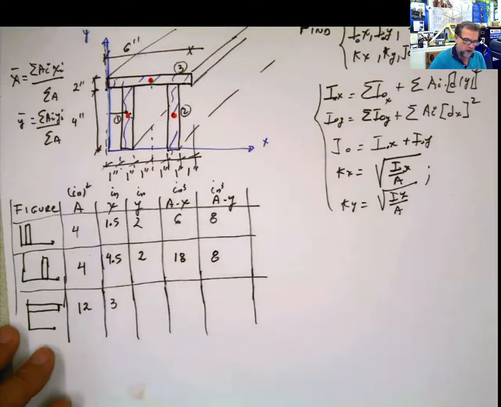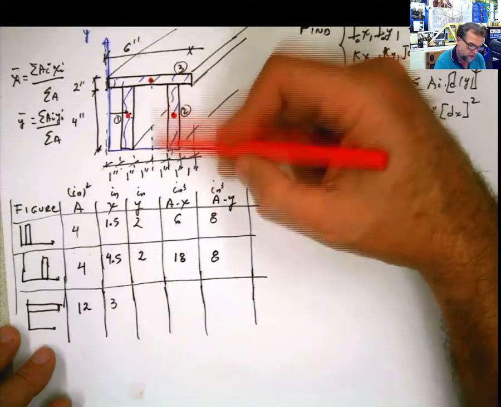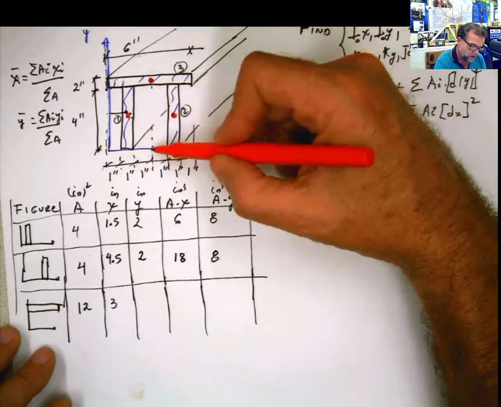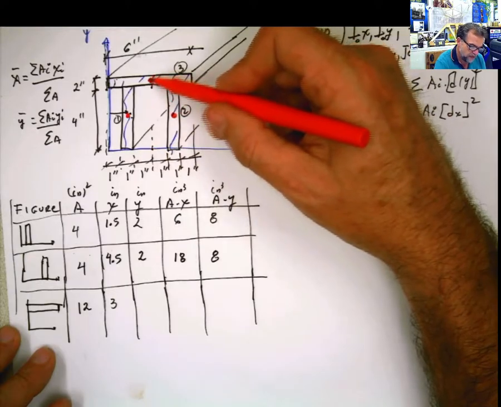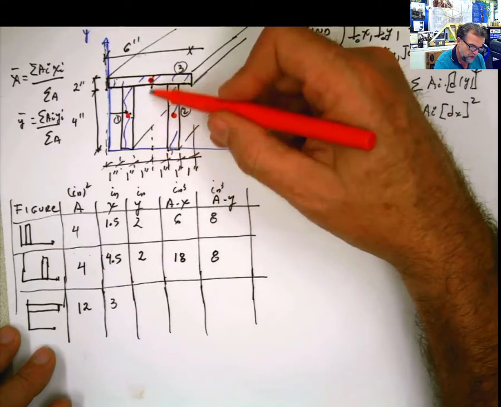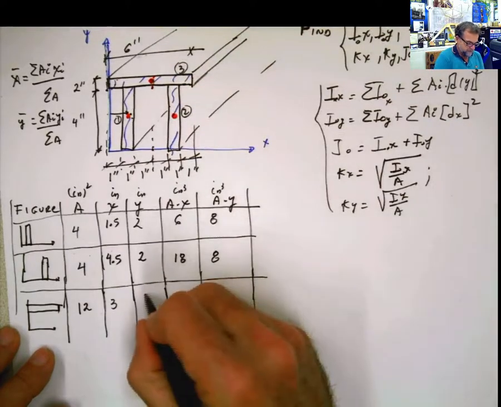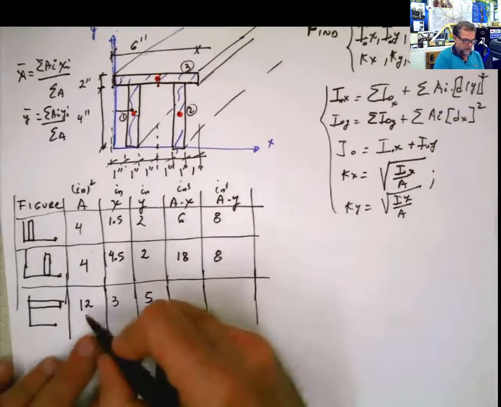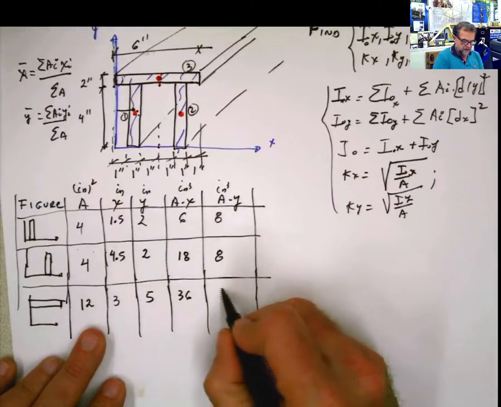What about in y? Well, in y I have to measure from here to there. How do I measure from here to there? I know that from here to here is 4, and because this is 2, half of 2 is 1, so it's going to be 4 plus 1, 5. And now we multiply 12 times 3, 36, and 12 times 5, 60.